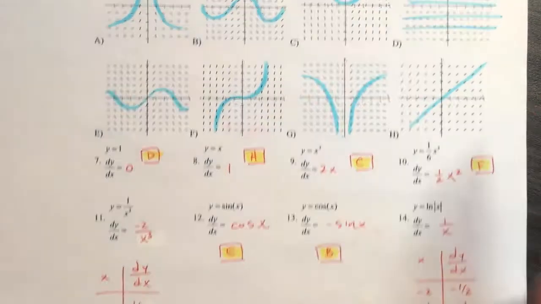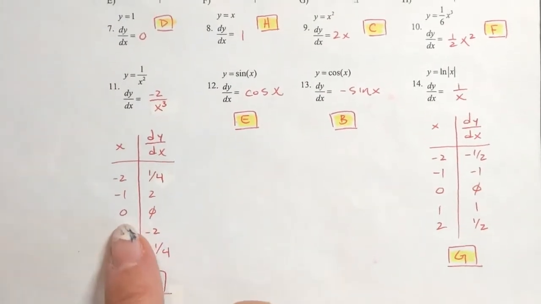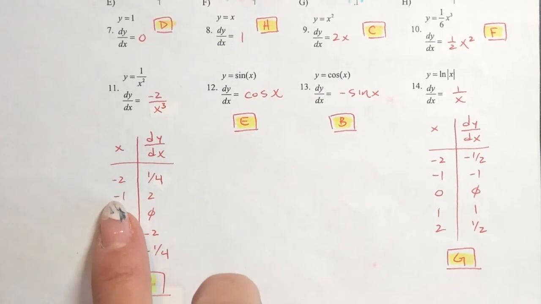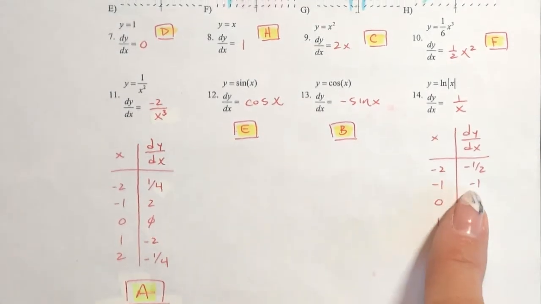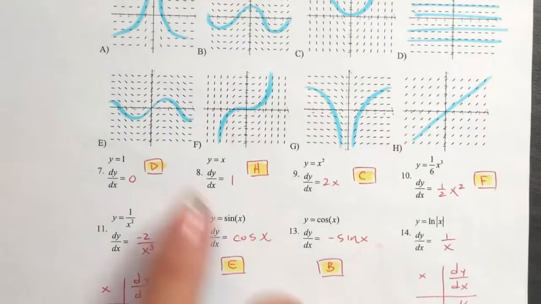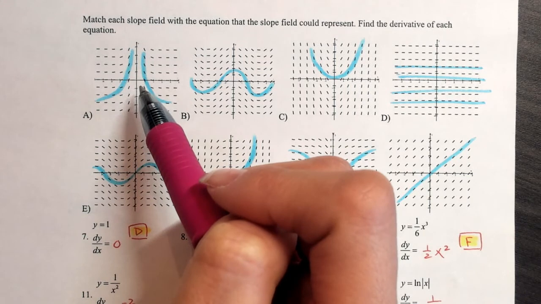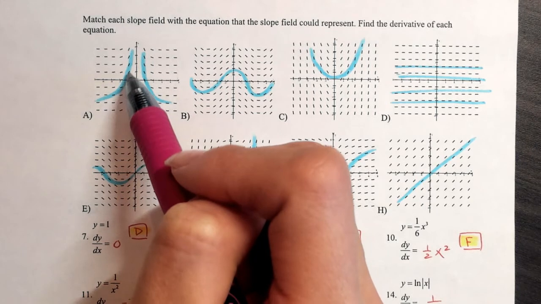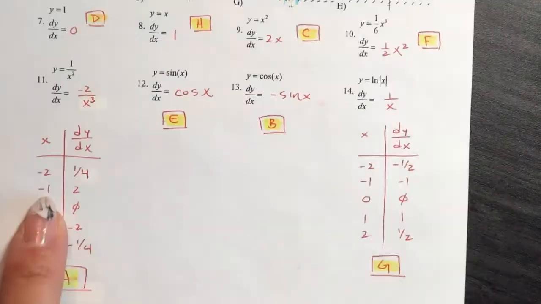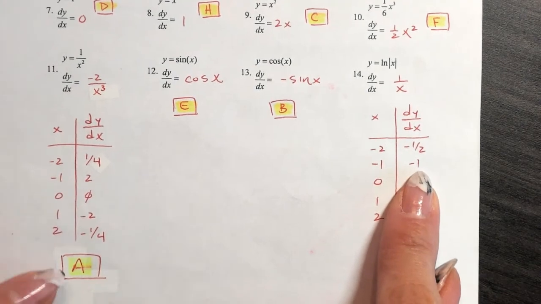So we finished those. For the last two, when you plug in some numbers, the 0 doesn't help you, right? But if you look at this one, it gives you a slope of 2. So at x equals negative 1, do you have a slope of 2 or a slope of negative 1 for A and G? If I look at A, at x equals negative 1, I have a slope of positive 2, which makes more sense than negative 1. So that's why A was number 11.